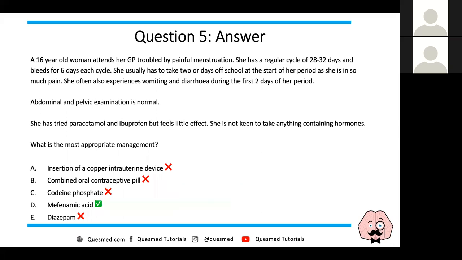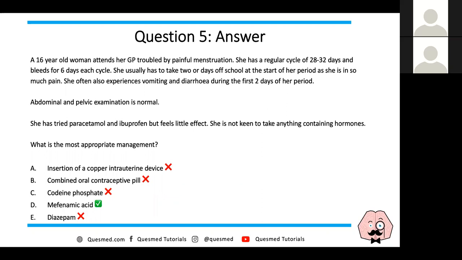Why would we not do A, inserting a copper coil? Copper coils are known to have a side effect that they can cause heavier and more painful periods. So we would want to avoid a copper coil in this patient. Combined pill, we want to avoid that because she doesn't want to take anything containing hormones. However, it would be worth a chat for this girl. She might have preconceptions about hormonal contraceptives.